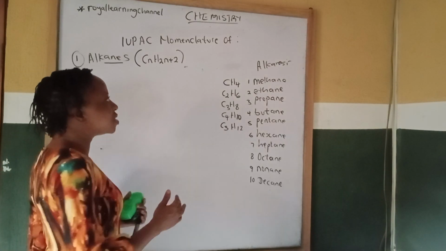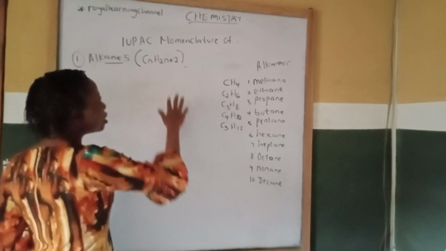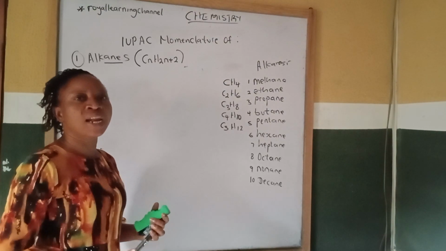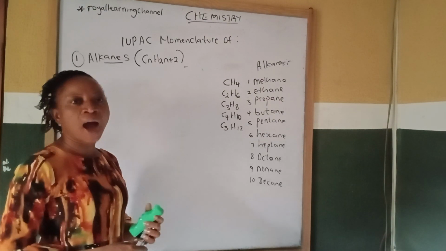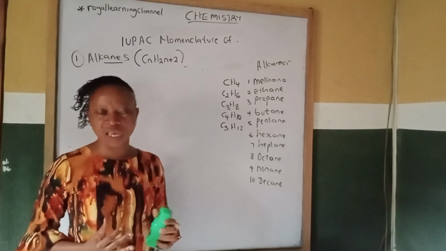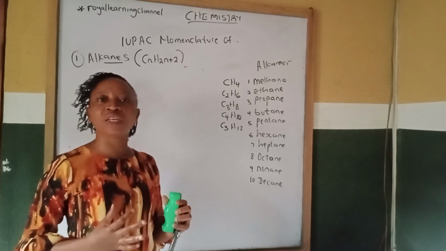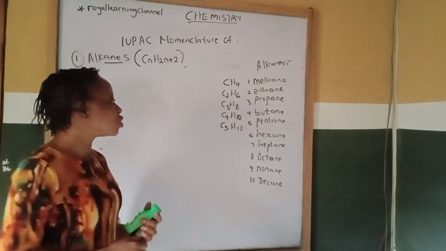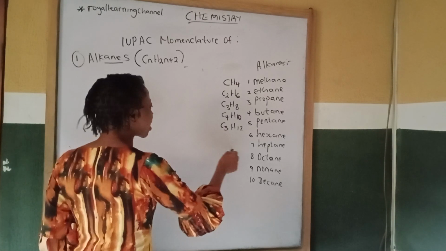But under this place, or under naming of alkanes, those substituents that we can see are halogens and alkyl groups. Halogens are inorganic substituents, while alkyl groups are organic substituents. Then what are those alkyl groups?